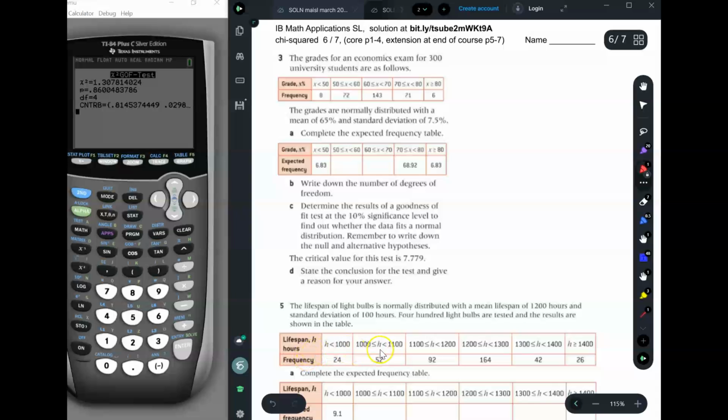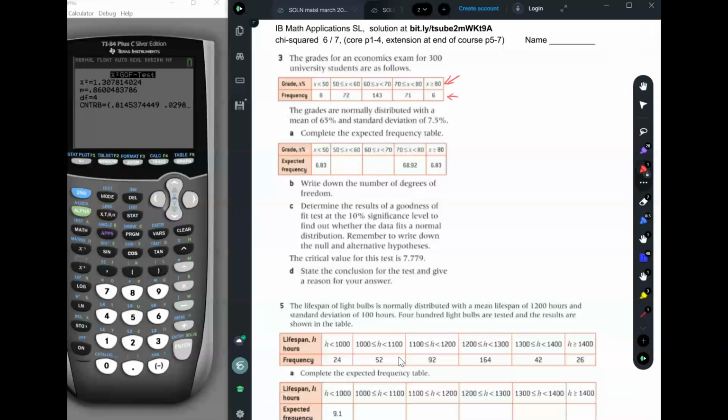Okay, so page 6 of chi-squared. Again, we're doing chi-squared goodness of fit, and we're going to use uniform distributions that are not uniform. The grades for an economics exam for 300 university students are as follows, and it shows a row of numbers here. It's got different intervals titling them, and then the frequencies are below. The frequencies are really what you're going to use.